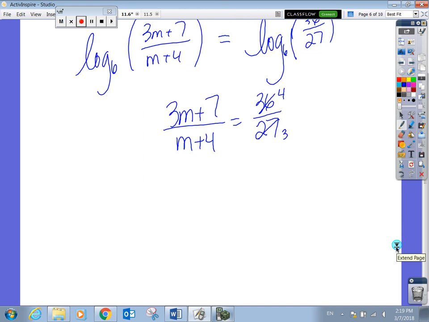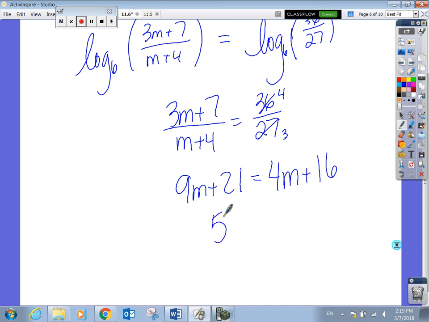So now when you cross multiply, be sure you distribute that 3 to both and get 9m plus 21 equals 4m plus 16. The 4 goes to both of them, and then you just solve. Subtract 4m, you get 5m. Subtract 21, you get negative 5. So m equals negative 1.